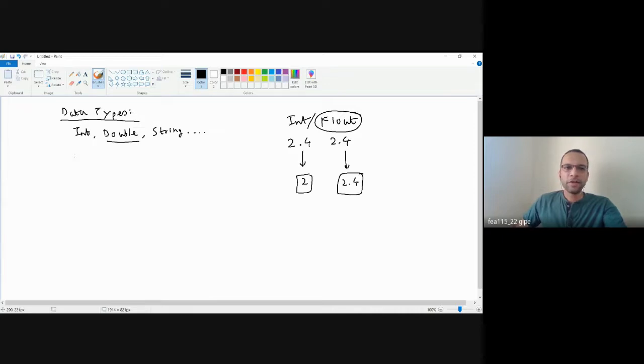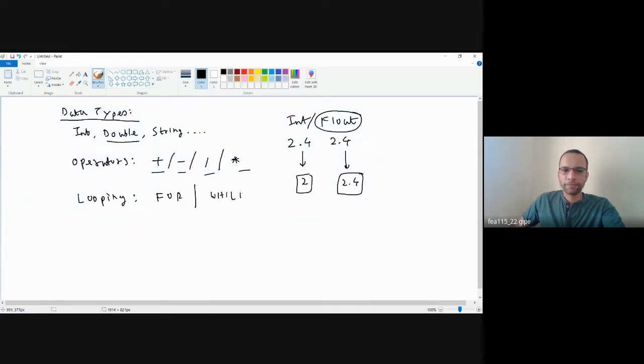Then operators are very, very similar. So operators which you have been using in Python or any other language, so plus, minus, division, multiplication, all are very, very similar. After this, you have looping. So looping, something which we discussed some time back. So generally popular loops are for and while. Okay, so this was on looping.